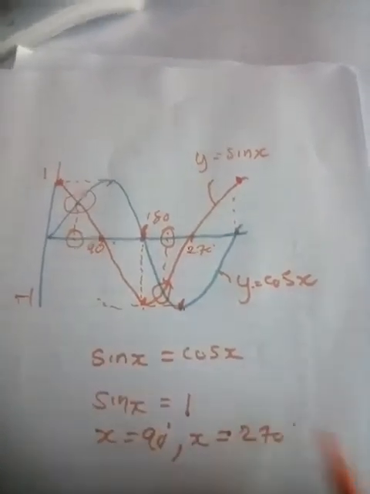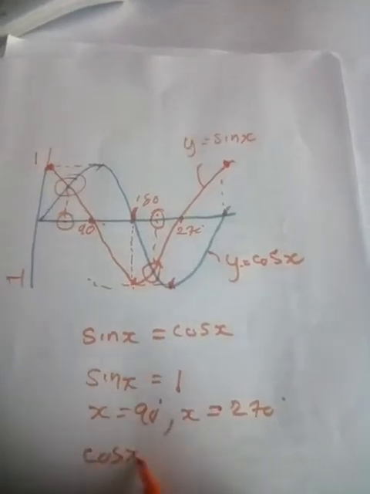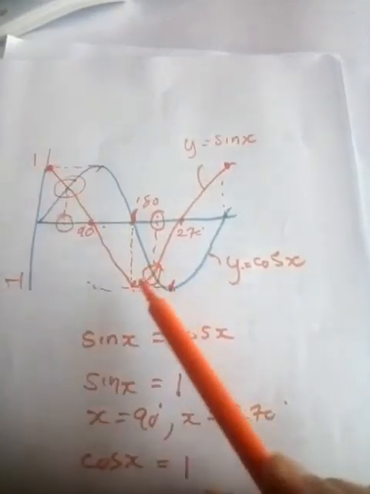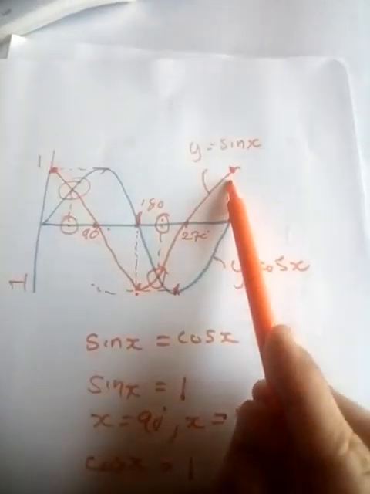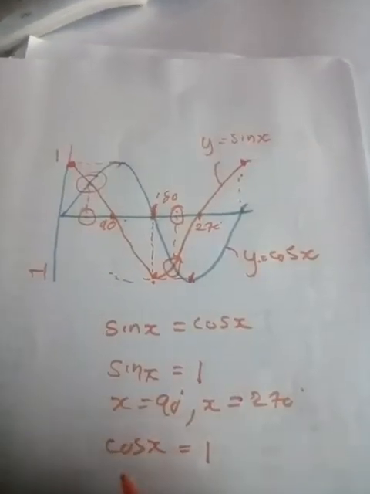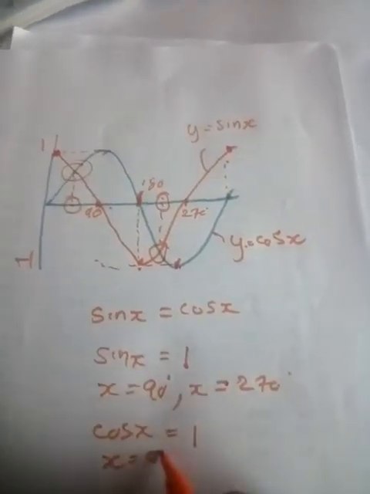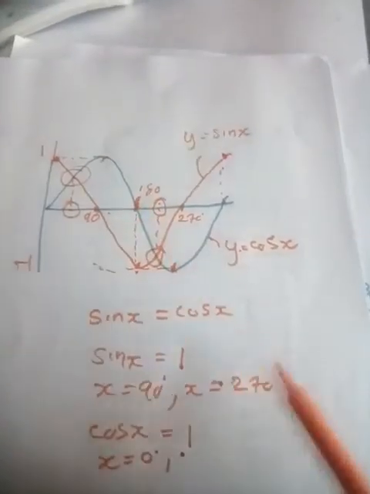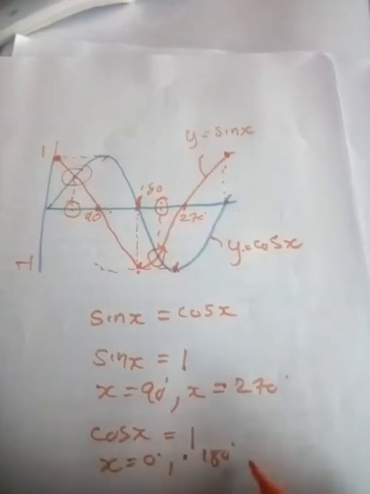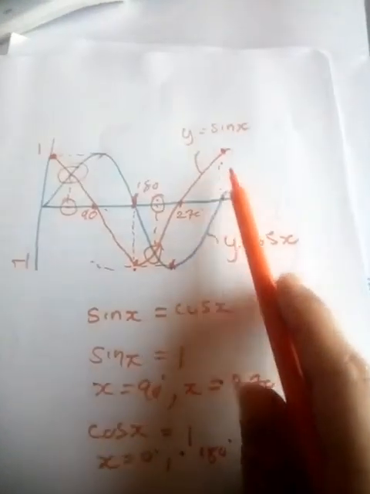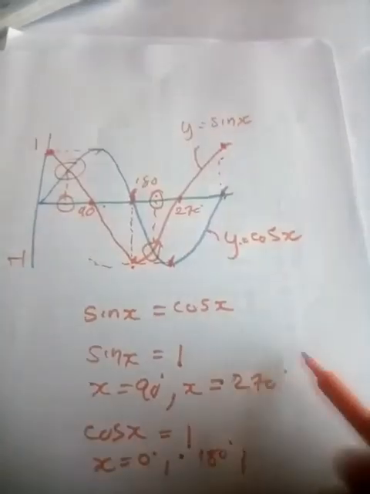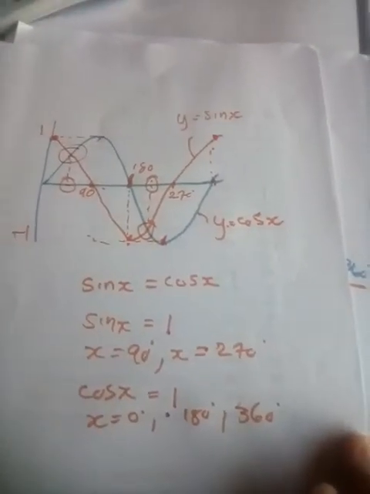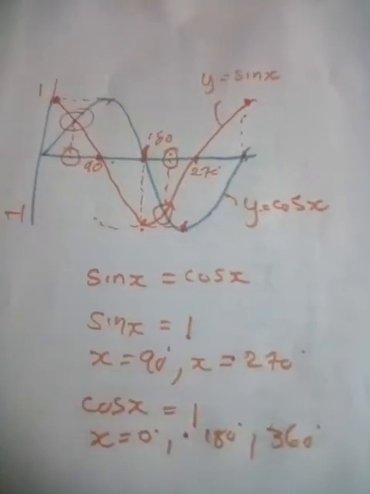270. And they can also ask where cosine of x is equal to 1. And where is cosine of x equal to 1? At that point, and that point. The first one will be where x is equal to 0 degrees, then where x is equal to this point here, 180 degrees. The last point would be 360. Okay, that's basically how they ask it in the exam question papers.